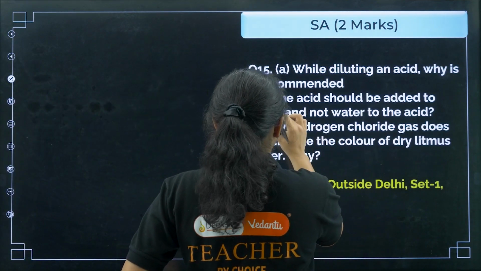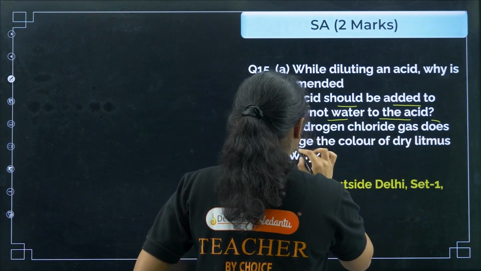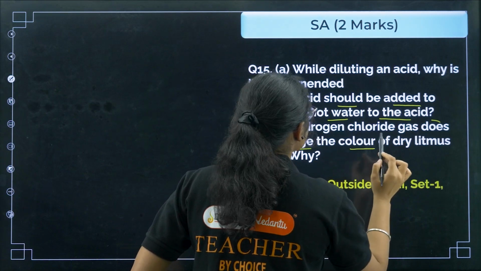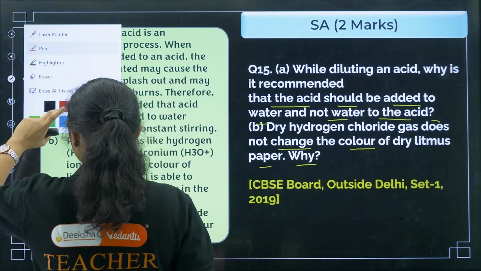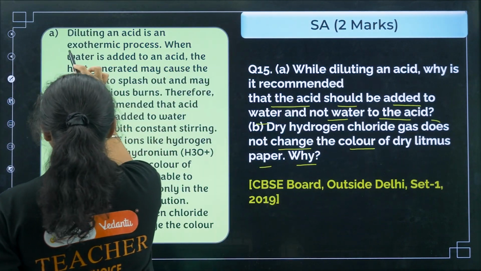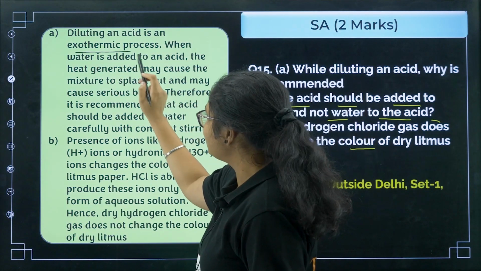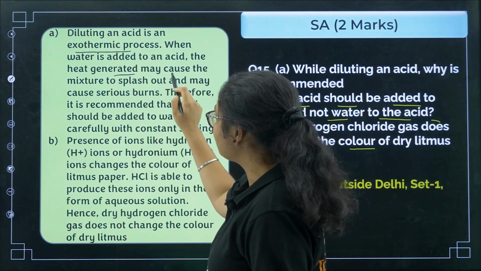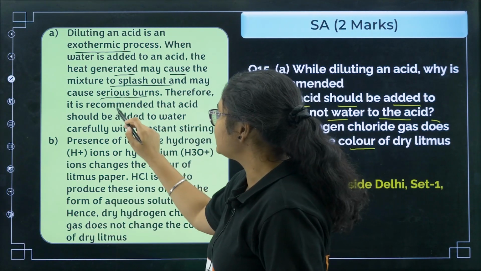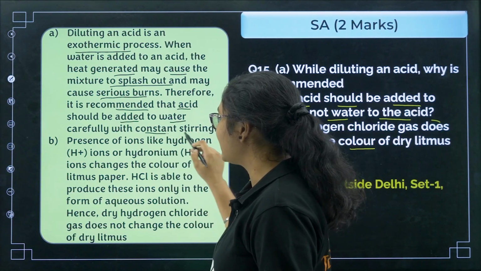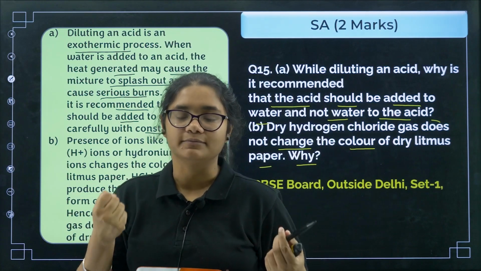Next, question number 15. While diluting an acid, why is it recommended that the acid should be added to water and not water to the acid? Here you can see the answer I have written in detail. Diluting an acid is an exothermic process, meaning when you dilute it, heat is released. When water is added to an acid, the heat generated may cause the mixture to splash out and can cause severe burns. Therefore, acid should be added to the water carefully with constant stirring. When you add acid to water, the heat released will be absorbed by the water.